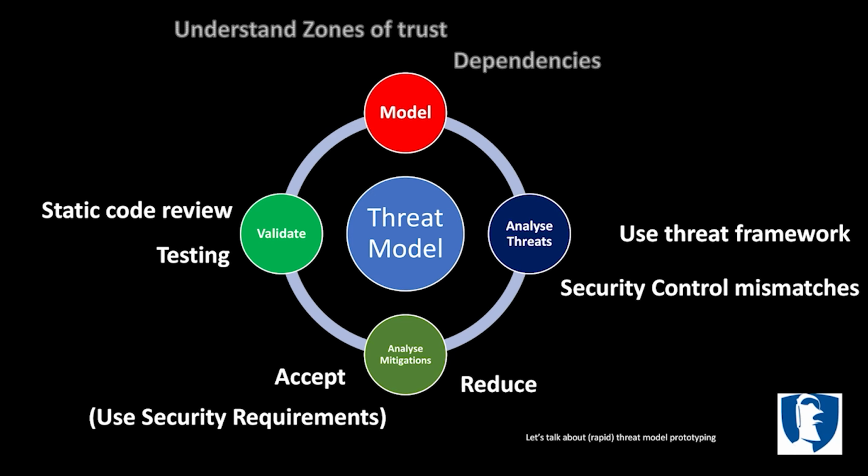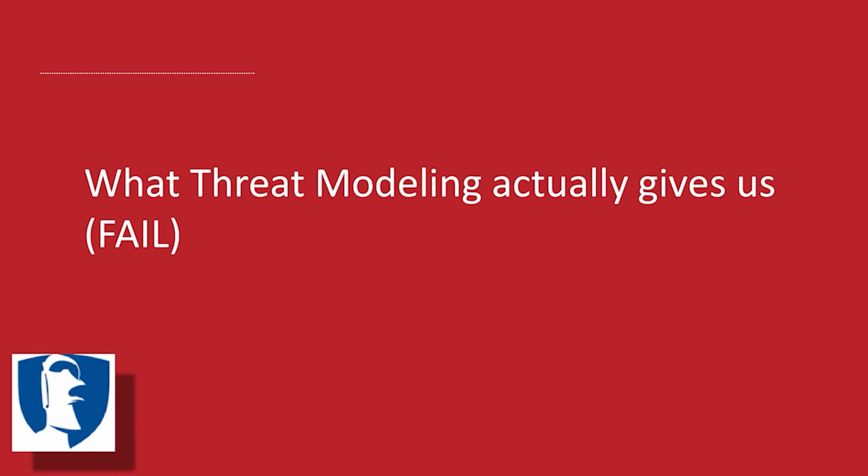Threat modeling should answer modeling the system, understanding the zones of trust, should model the threats themselves, should answer what the mitigations are and how you're going to respond to them, and then finally some way of validating that these mitigations are correct, right? It should do that. But what does it do?